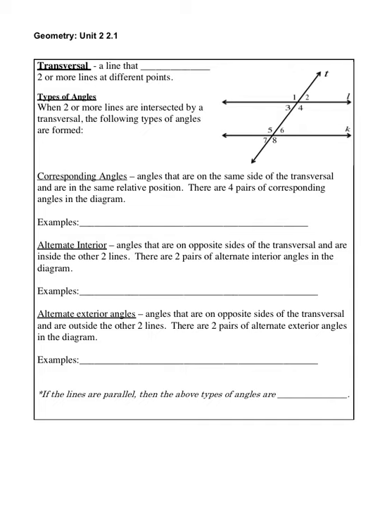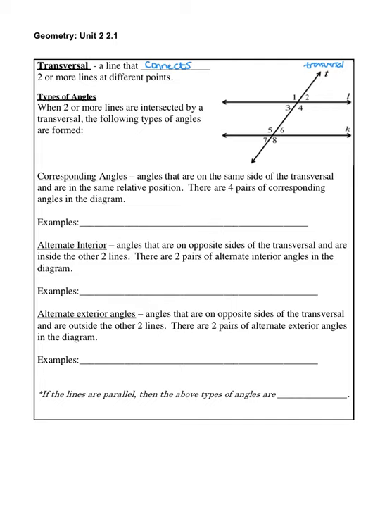A transversal is a line that connects two or more lines at different points. So T is the transversal because it connects lines L and K at two different points. Okay, types of angles. Let's talk about all of them.